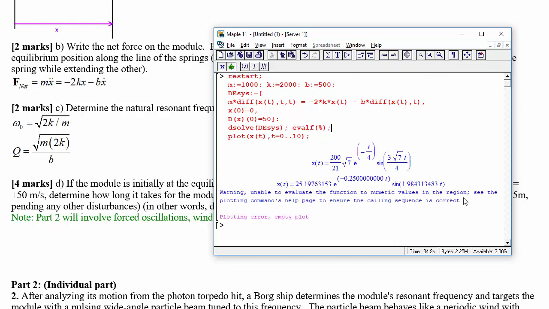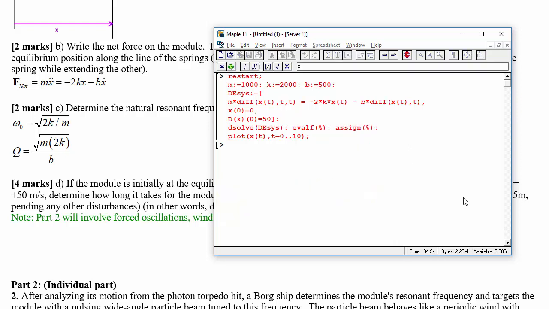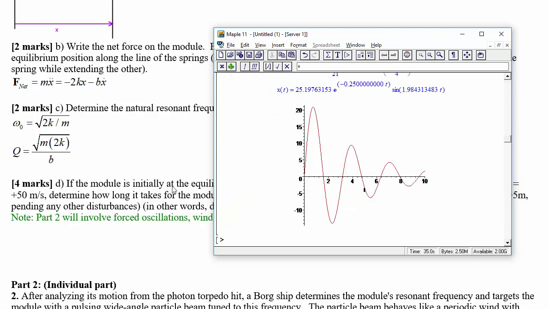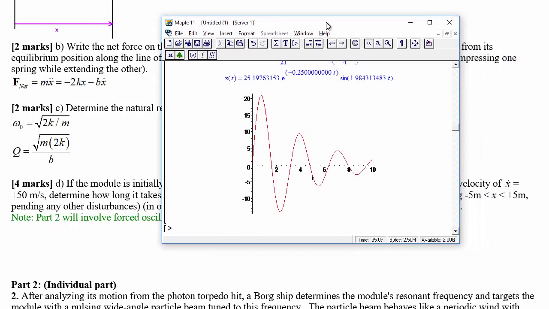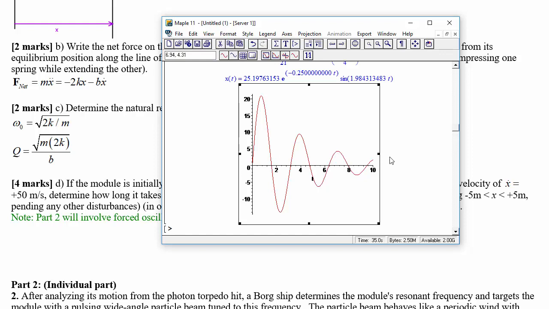Oh, right, it's not actually assigned. Cool. So what do they say? Figure out how long it takes for the module to settle to within 5 meters of its equilibrium position. From the plot that we've got, it goes up to plus almost 21 or so, and then back down to negative 14, and then up to almost 10, back down to 6, and then does this get bigger than 5? It doesn't quite look like it.